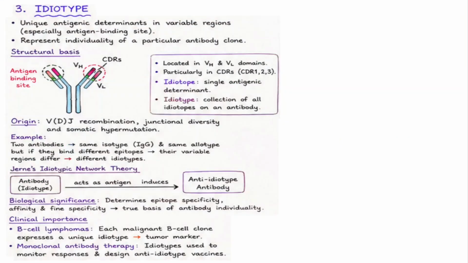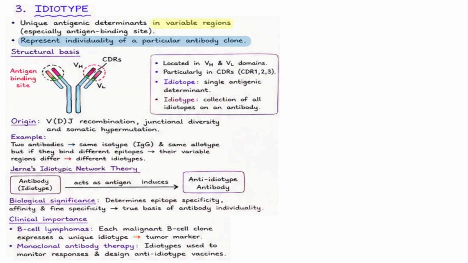Now, let's talk about idiotype. Idiotype can be defined by the antigenic determinants in variable regions, and these variable regions consist of both heavy chain as well as light chain variable sequences we call CDRs, complementarity determining regions, and we have three such CDRs: CDR1, CDR2 and CDR3, and these three CDRs will make a specific idiotype for each antibody, and each antibody may have different CDRs. That is why each antibody can have a different idiotype.